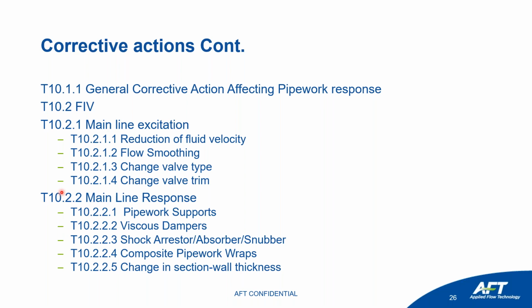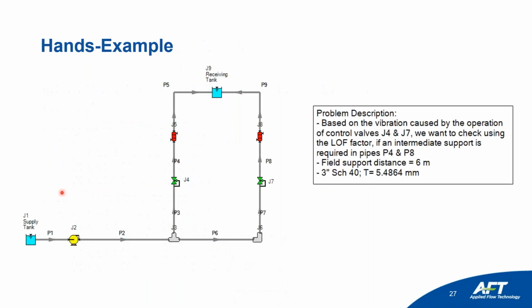So now, let's talk about an example of FIV. What we have here is, based on the field, you're observing vibrations in P4 and P8 caused by the control valve G4 and G7. And you want to see whether or not this vibration problem is too high. And if it is, if it requires an intermediate support, this is a possible solution.